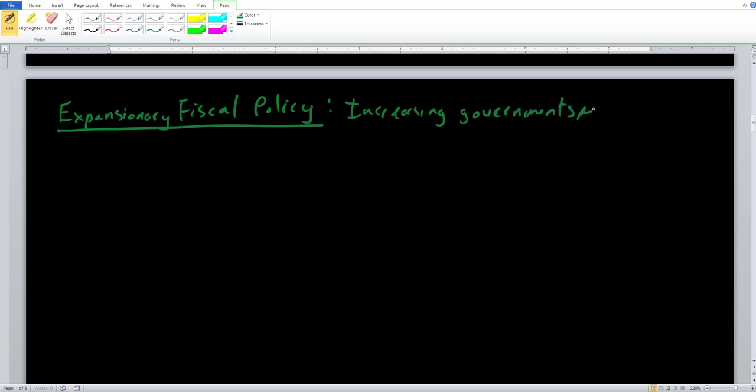Government spending. They can do something with taxes. They can, of course, start to decrease taxes. We know this already as well. So decreasing taxes. And then finally here, the last tool that the government has at its disposal is something known as transfer payments. So here they can start increasing transfer payments.